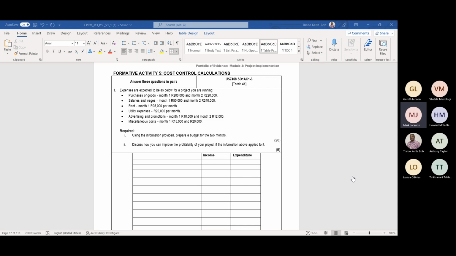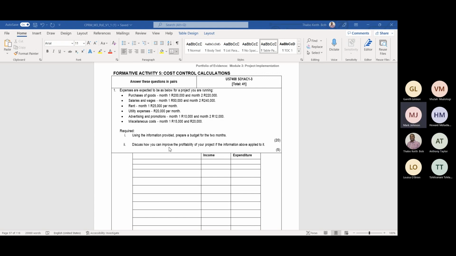And they wanted, like Gareth said, a budget for 2 months. And everything they've given us in expenses there is basically for a month. So for 2 months, our expenses would double. So it shouldn't be... I mean, I'm just thinking. On month 1, it was 50,000, and then month 2 went up to 240.